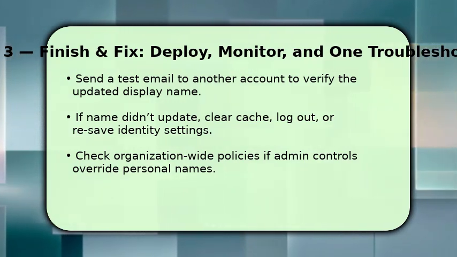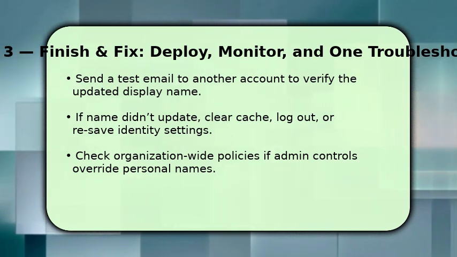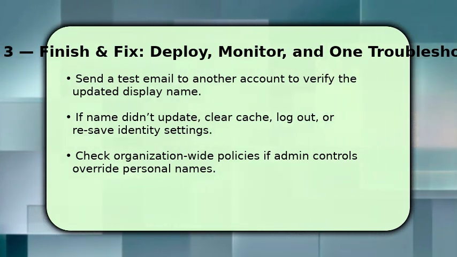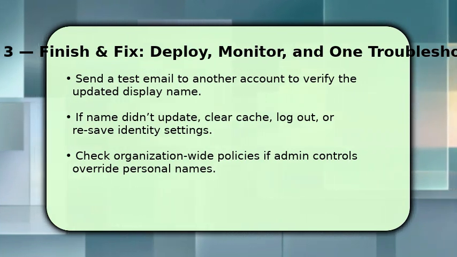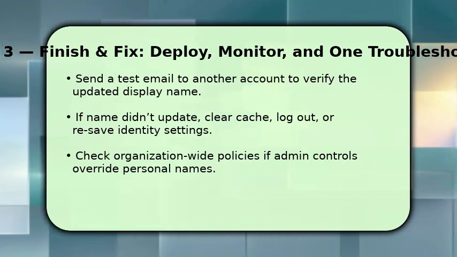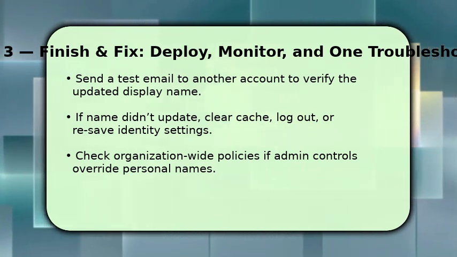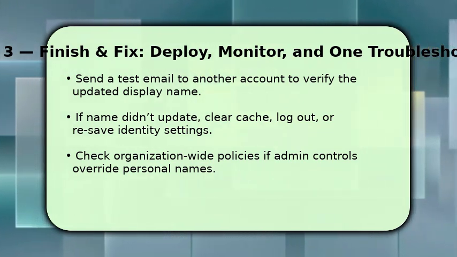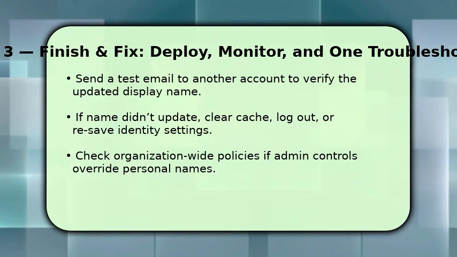If the name didn't update, try clearing browser cache, logging out and back in, or resaving the identity. Sometimes the web client lags. Make sure there are no organization or admin policies overriding personal identities. If so, contact your administrator to change the global setting. If emails still show the old name, check any connected client's account settings, because desktop or mobile apps may override Zoho's online identity.